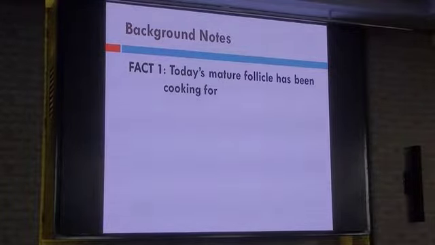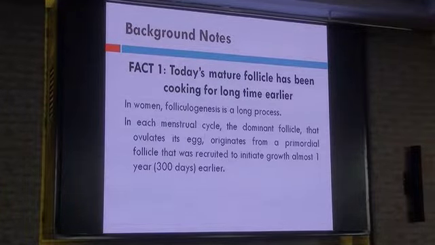Fact number one: we all know that today's mature follicle has been cooking for a long time earlier, meaning that in humans, folliculogenesis is a really slow process. It takes up to 300 days for a primordial follicle to turn from the primordial stage to the mature Graafian follicle, which is almost a year.